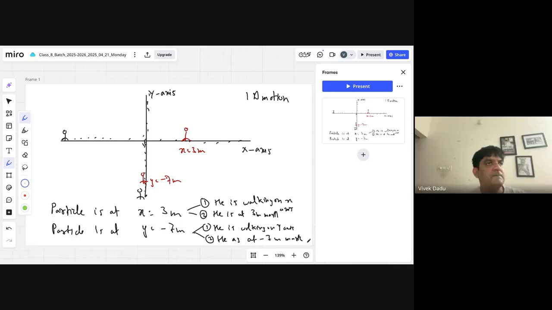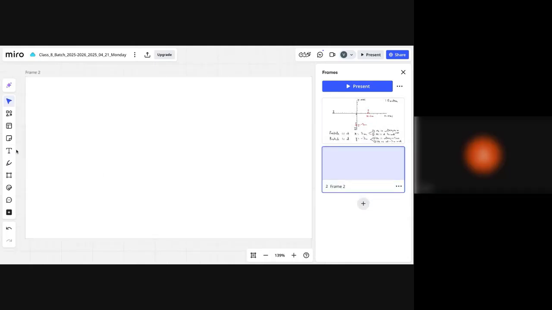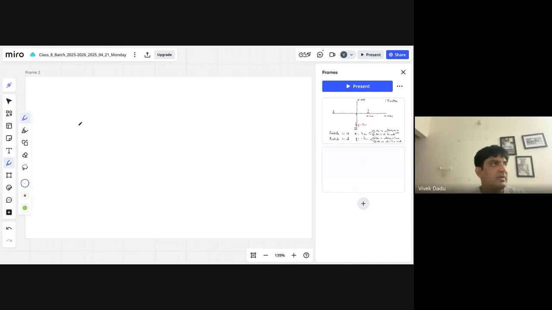Right now, I was not talking about any graph. I was just talking about straight line motion, either happening on x-axis or happening on y-axis. Fair? Sir, 1D means one-dimensional motion, right, sir? Yes, Manish, yes. Fair? Now comes the graph part.